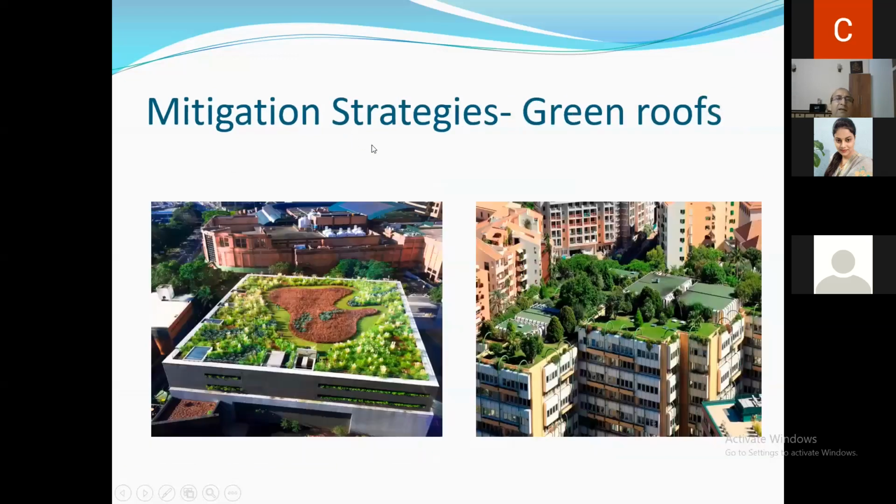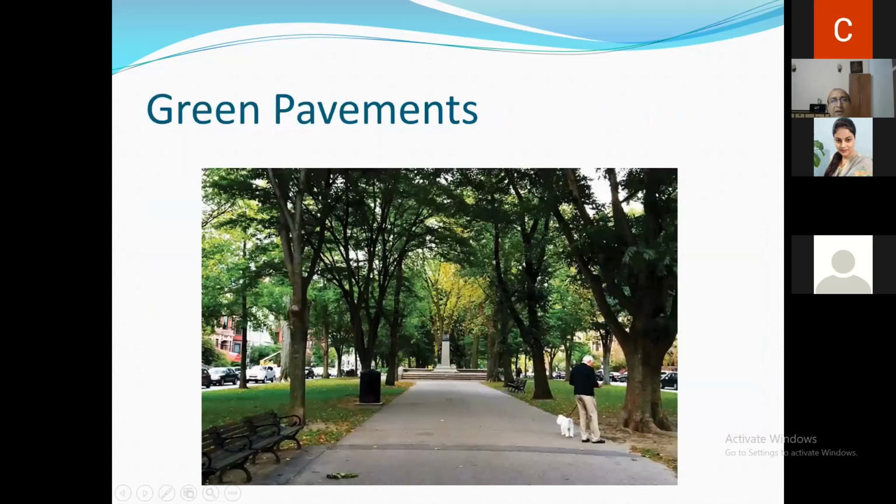Another practice that may be employed is what are called green roofs, where the rooftops of these houses are made green. Because of these green roofs, the roof doesn't get heated up because of the incoming solar radiation, and the indoor energy expenditure for cooling goes down. So that is also another strategy that is adopted. And then you can also have lots of green spaces within the cities, like green pavements. These will also help ameliorate the heat island effects within the cities.